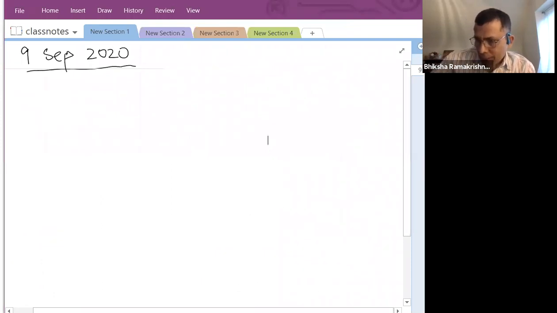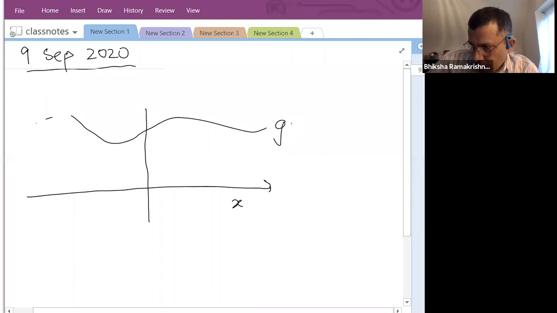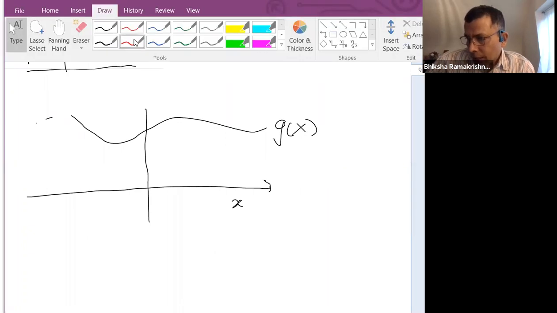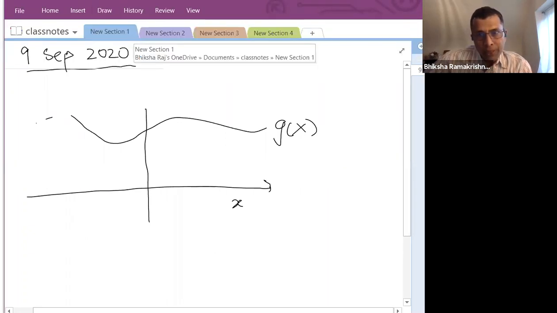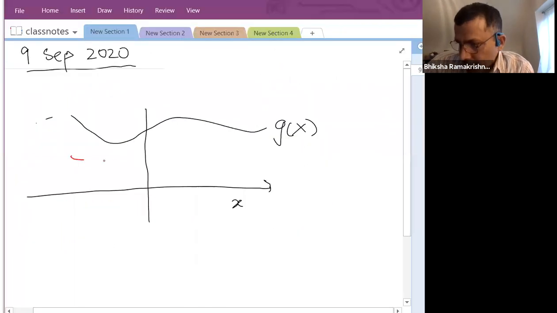Assume that I have a one-dimensional input for now. What I'm given is this function g of x, which could be anything. This is g of x. This is the function that I am trying to model, and the network at any point, if I set the parameters of the network to be anything at all, that network represents a function, and that function will be something else, say this one.